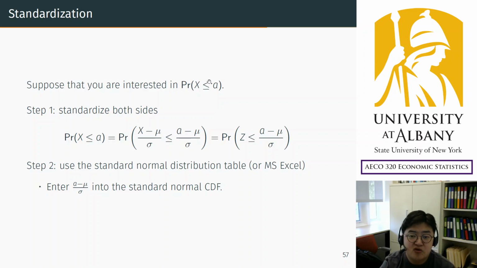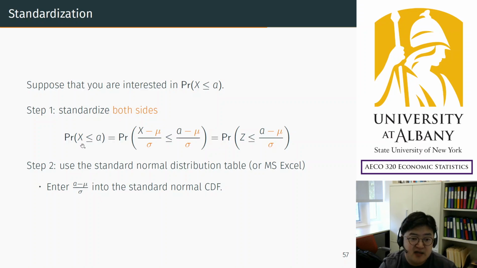First, you know how to do that. We are going to transform x into z by subtracting the mean and dividing by the standard deviation. But what you have to remember is you have to do the same transformation on both sides, because you have to keep the inequality, right?